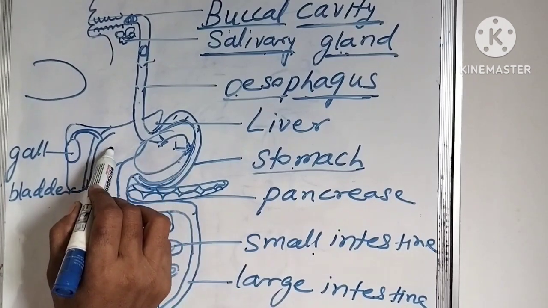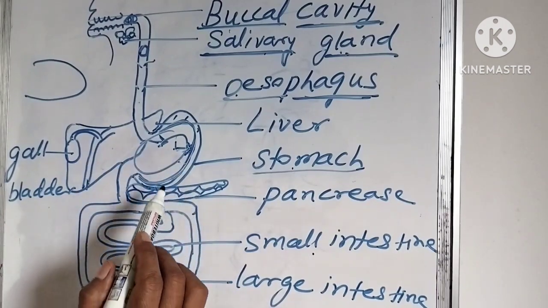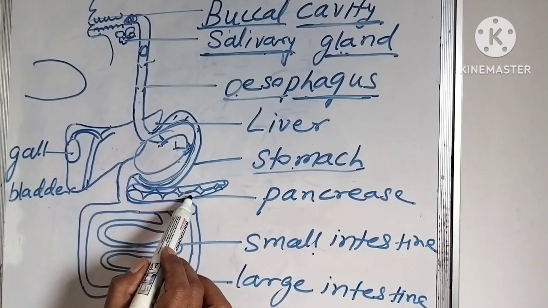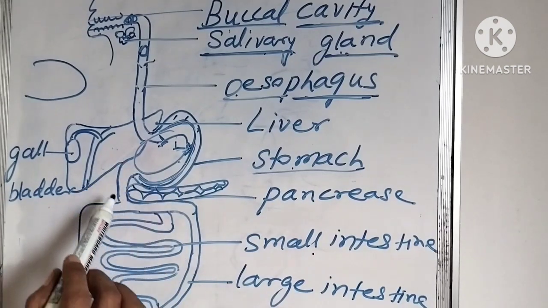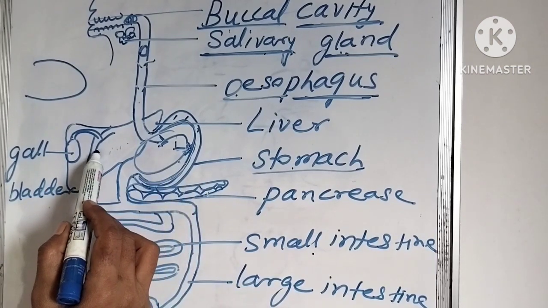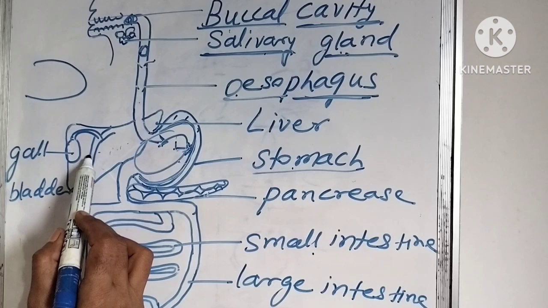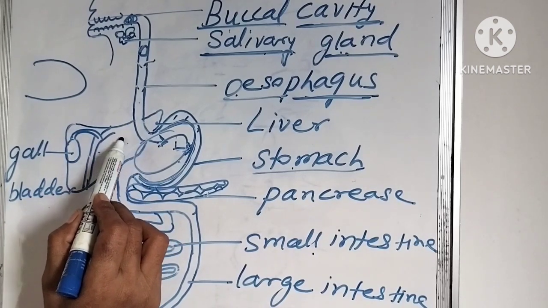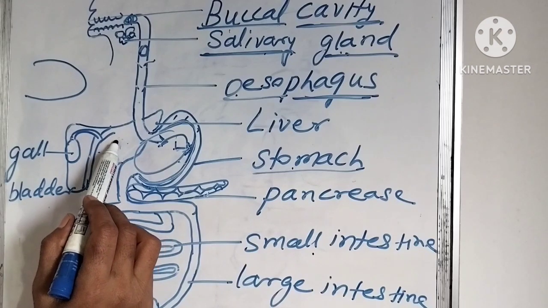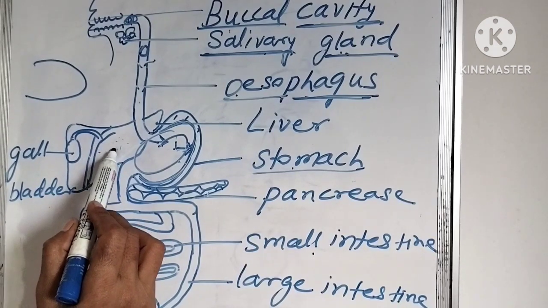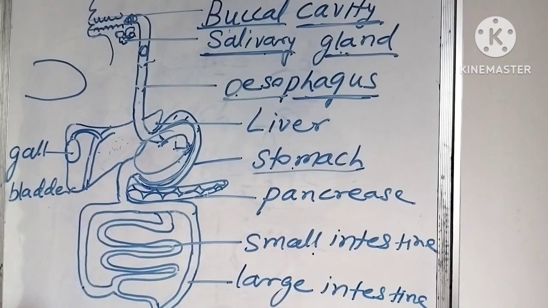So there is a liver and pancreas also present. The liver and pancreas are glands. These glands also secrete digestive juices. The liver is a reddish brown gland situated at the upper part of the abdomen on the right side. It is the largest gland in the body.